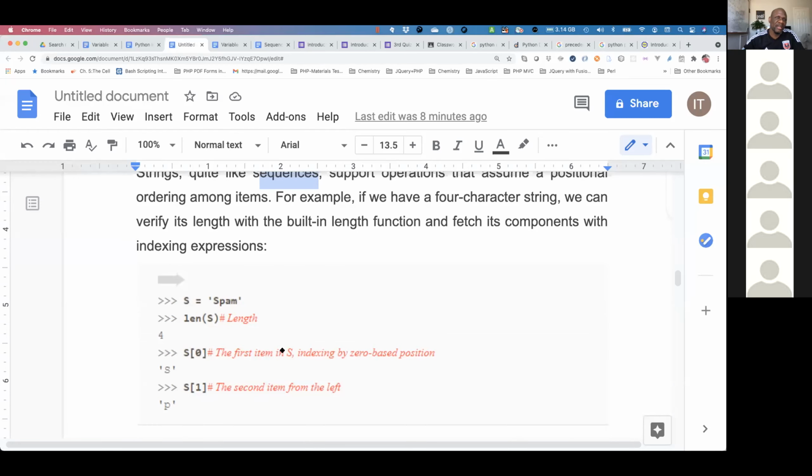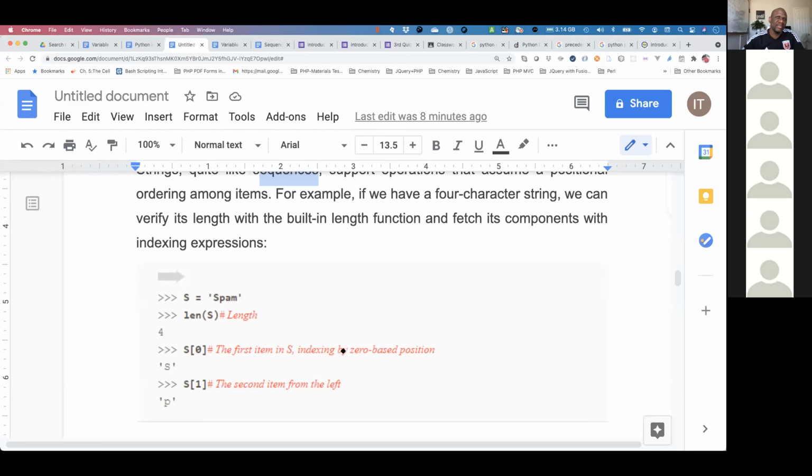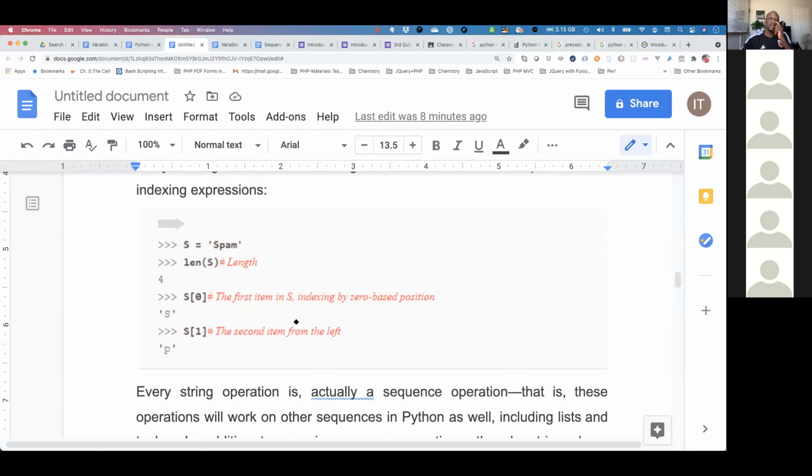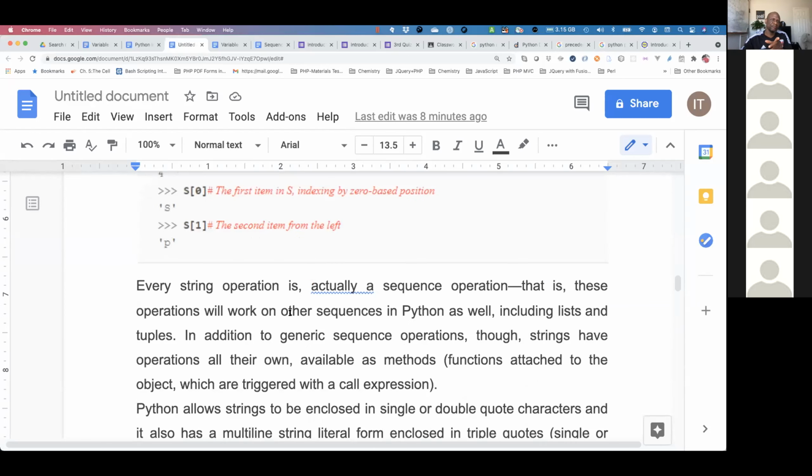So the first item in S, indexed by 0, will always start from 0. And then 1, and then 2, and then 3, continuous like that. If you want to get the second position, I mean the first position of index number 1, it will always be P here. If it's for 0, it's going to be S. Okay, and you see a lot of that when you start talking about tuples, also lists.